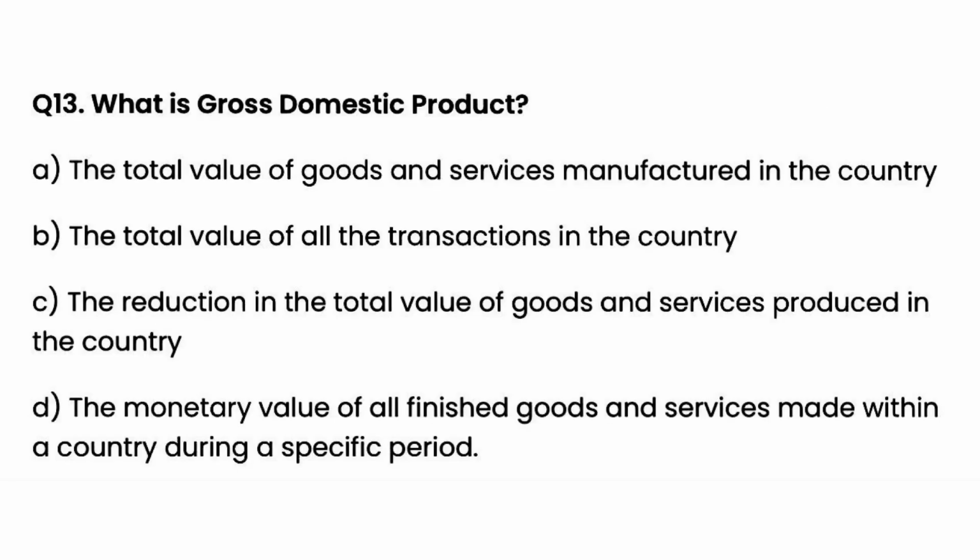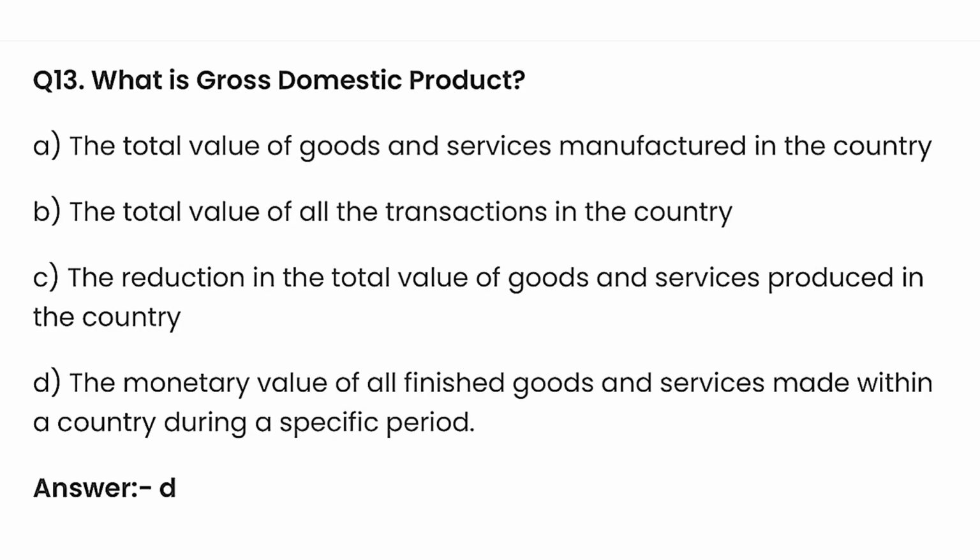Now the next question, what is gross domestic product? First, the total value of goods and services manufactured in the country; second, the total value of all the transaction in the country; third, the reduction in the total value of goods and services produced in the country; last one, the monetary value of all finished goods and services made within a country during a specific period of time.